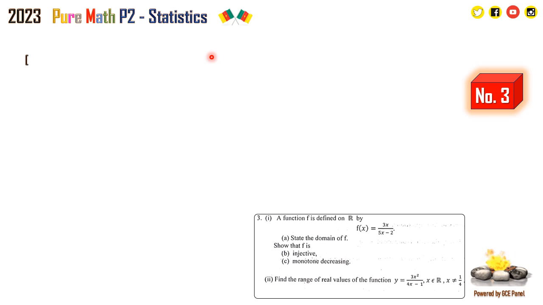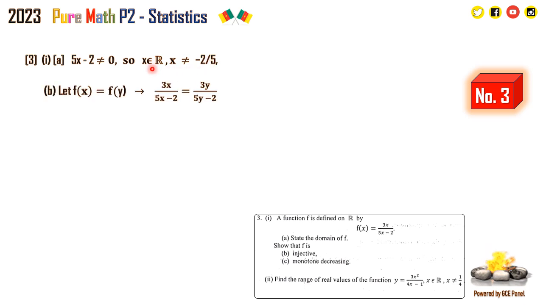So let us tackle this question. For the first part, we are required to find the domain of the function 3x over 5x minus 2. In our previous videos, we have done so much on domain of functions. This function will be undefined if the denominator is equal to 0. So the denominator, 5x minus 2, should not be equal to 0. From here, x should not be equal to negative 2 on 5. Therefore, the domain of this function is the set of all real numbers excluding negative 2 on 5. So x is an element of the set of real numbers where x is not equal to negative 2 on 5. You can state it like that.